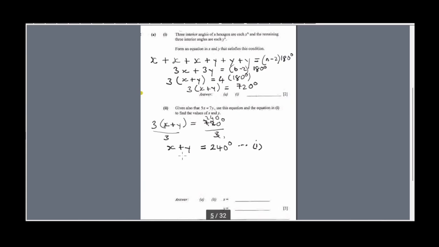Then equation 2 tells us that 5x is equal to 7y. That is going to be our equation 2. So let us clear here, leaving only our equations because our space is a bit cramped. So as equation 1, we have x plus y is equal to 240 degrees. Then this will be our equation number 1. And our equation 2 is 5x is equal to 7y.